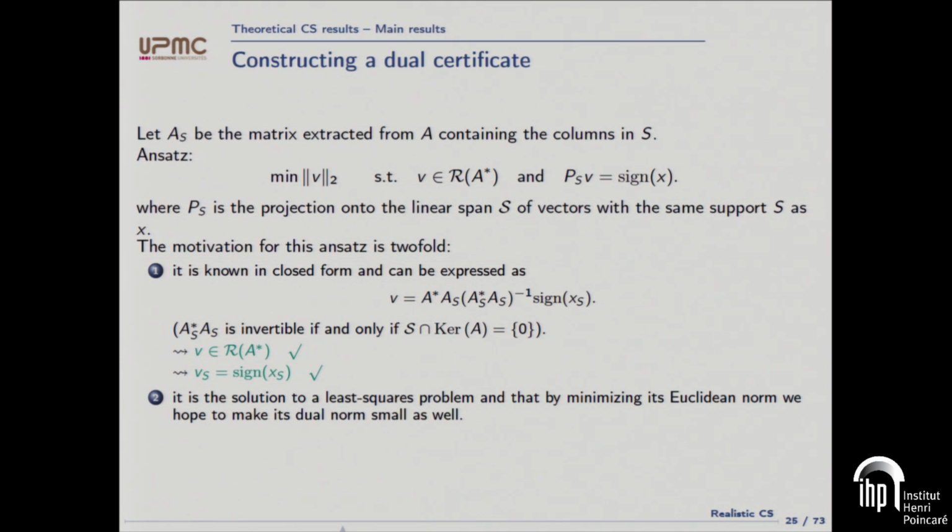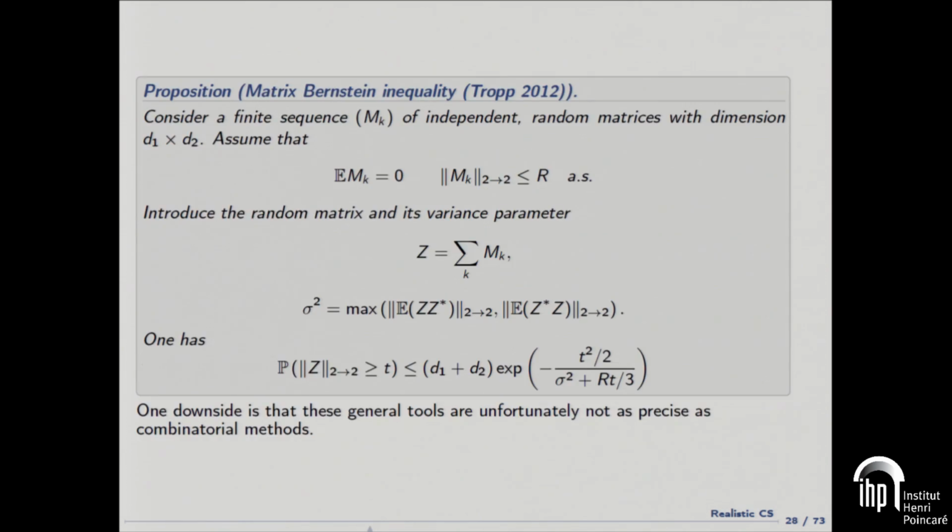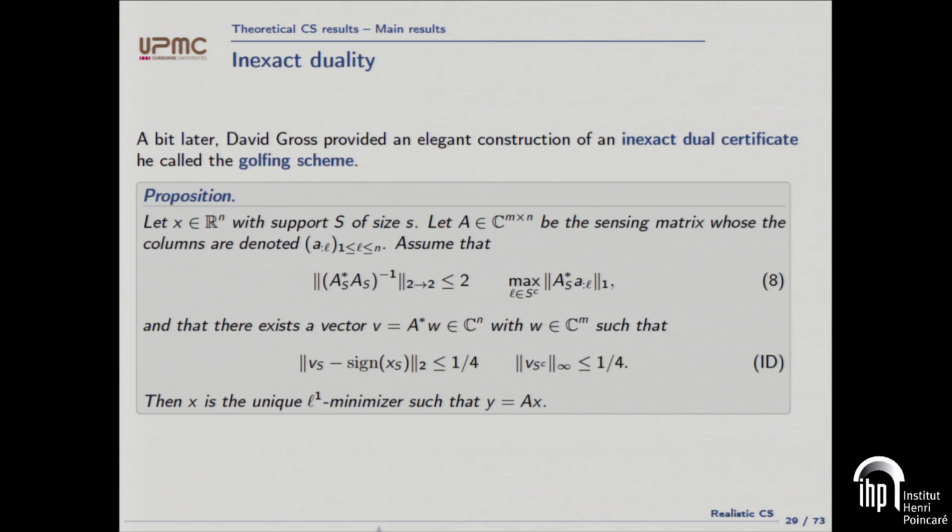And actually, Candès managed to construct such a dual certificate with high probability using combinatorics. But there is another way to do it, which is that you relax the constraint that you are exactly equal to the sign of x on the support, and then you restrict it outside the support to be far from 1. So if you just manage to construct an inexact dual certificate like this, then it's enough to show that you have exact recovery and uniqueness of the solution.